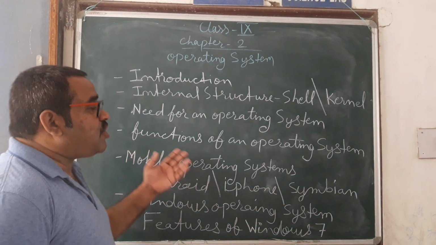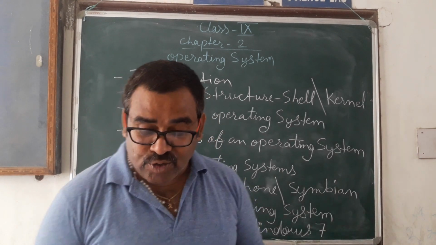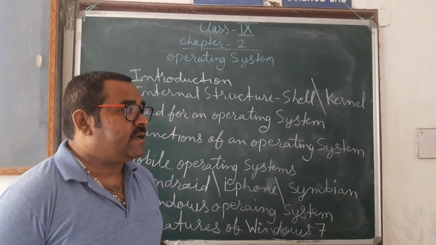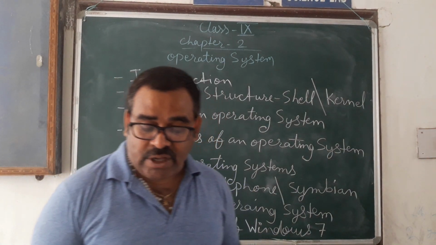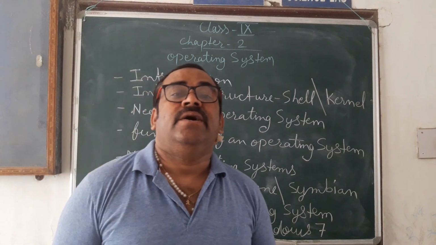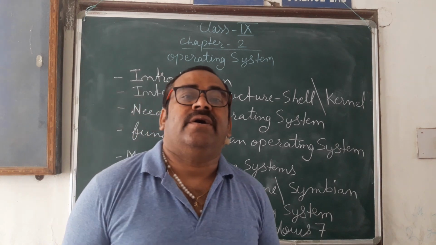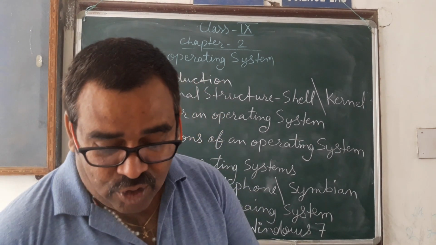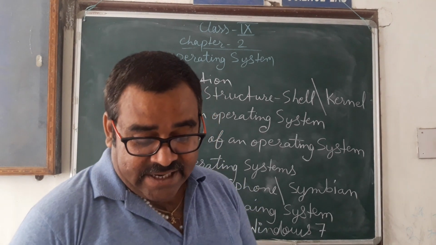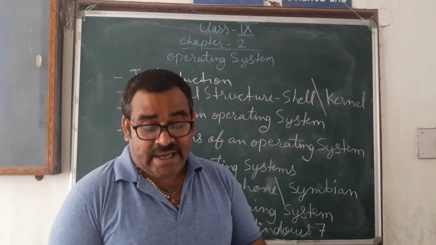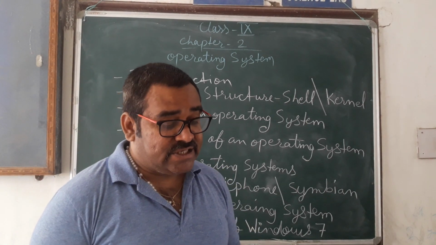Then, functions of an operating system. What kind of functions can our operating system do? Process management. It can control all the processes of the hardware and software. Memory management. The area where all programs or software can be stored can also be managed by it. File management, network and security, device management, and error detecting. There are many functions done by the operating system.